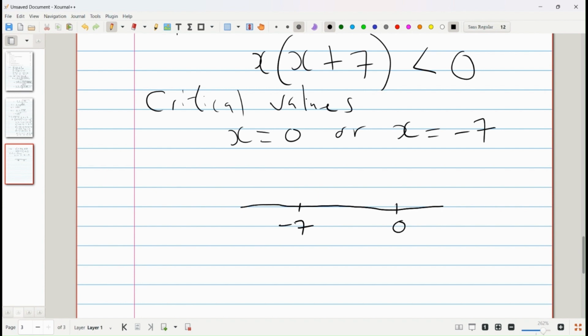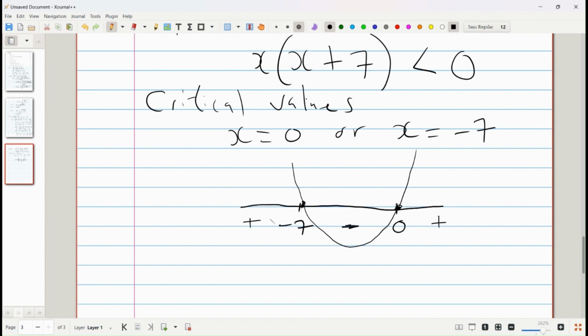So it will be something like this, right? So only this part will be negative, and then this part will be positive, and this part will be positive in our parabola. If you are drawing a parabola, these are our critical values in our parabola. So we know between negative 7 and 0 will have less than 0, will have a negative.